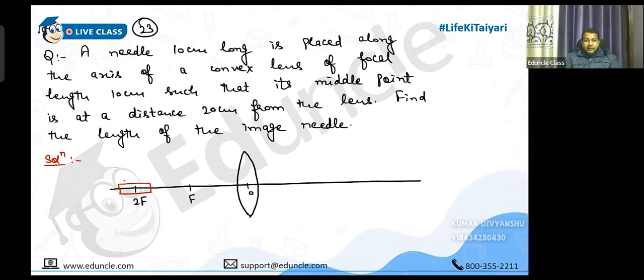So here is the needle. The needle is 10 centimeter, so this is 5 centimeter to the left and 5 centimeter to the right of 2F. Let's call it AB. Now let's find out where its image is being formed. Obviously the middle point will be at C, that is, at 2F.